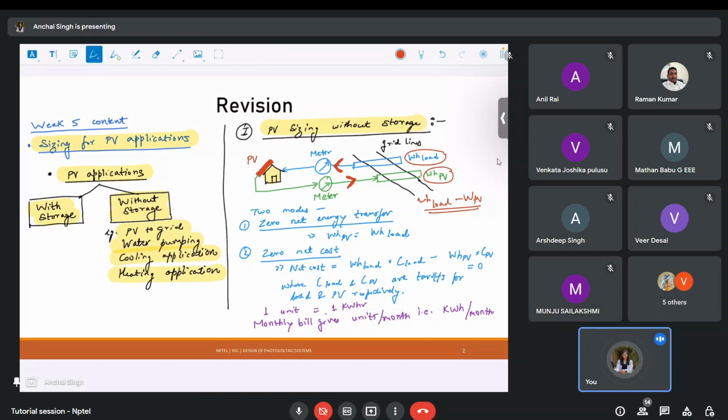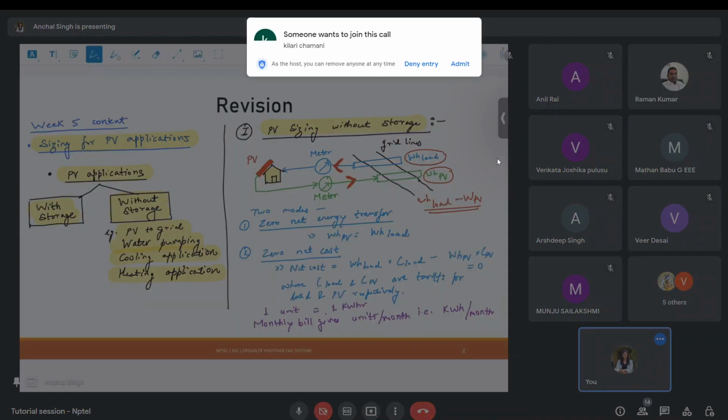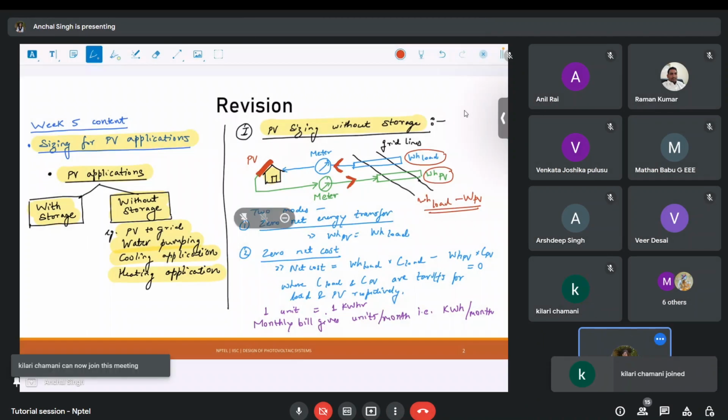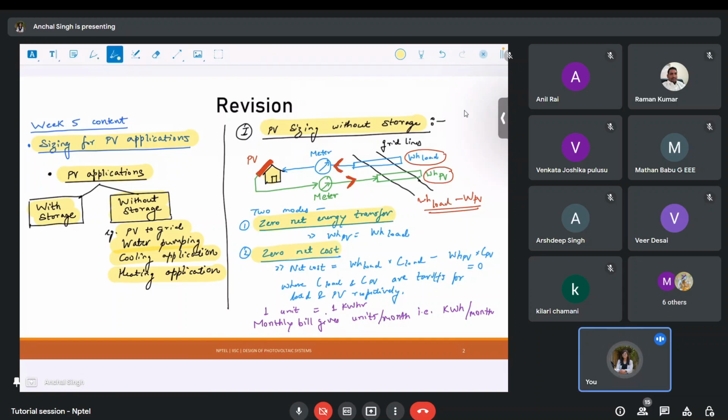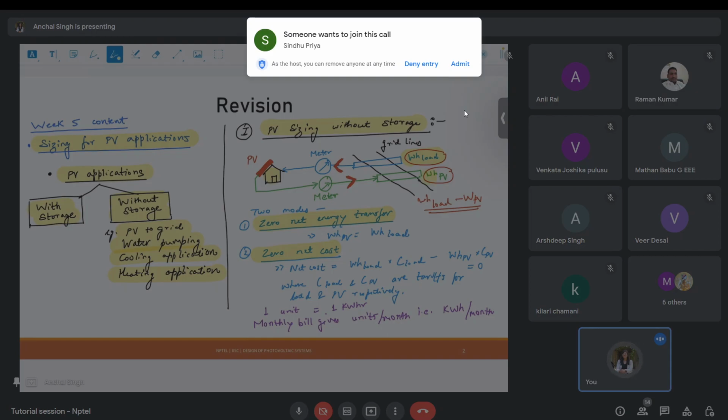Now, there are two modes in which this net metering mechanism can be taken care of. The first mode is zero net energy transfer. Another one is zero net cost transfer. So you could have two aims for this kind of energy transfer. Either you could target zero net energy transfer. Zero net energy transfer means the energy that I am consuming from the grid, that is WH load, should be equal to WH PV.